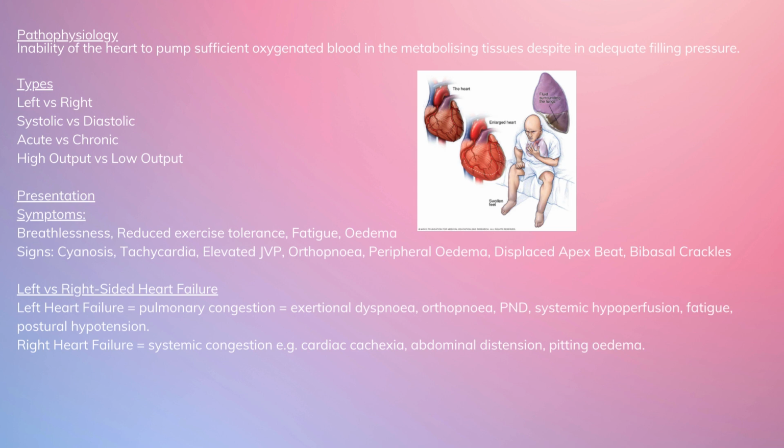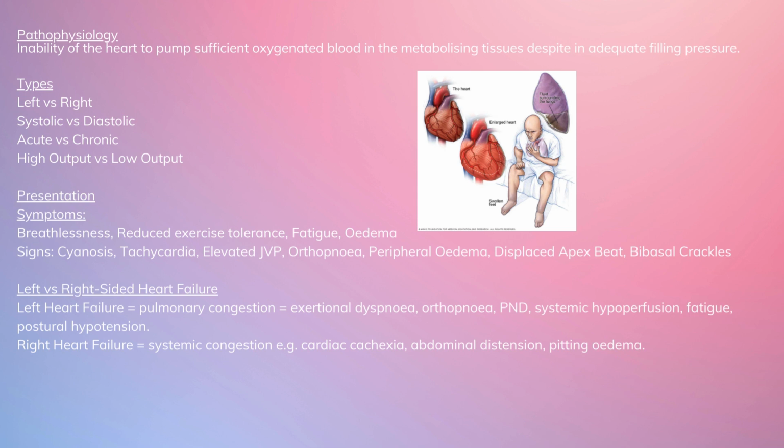Now, there are many different subtypes and classifications of heart failure. So the first being left versus right-sided heart failure. Left-sided heart failure, L for lungs, is related to the lungs. So it can lead to pulmonary congestion, which leads to the patient experiencing symptoms of exertional dyspnea, orthopnea, which means waking up at night feeling breathless. They may need to prop themselves up upon a pillow to help them to breathe. Systemic hypoperfusion, fatigue, and postural hypotension.